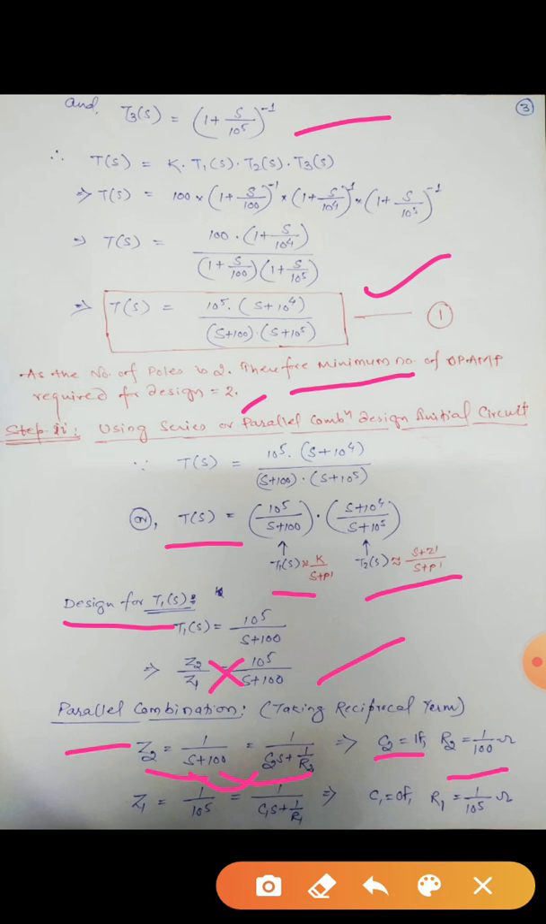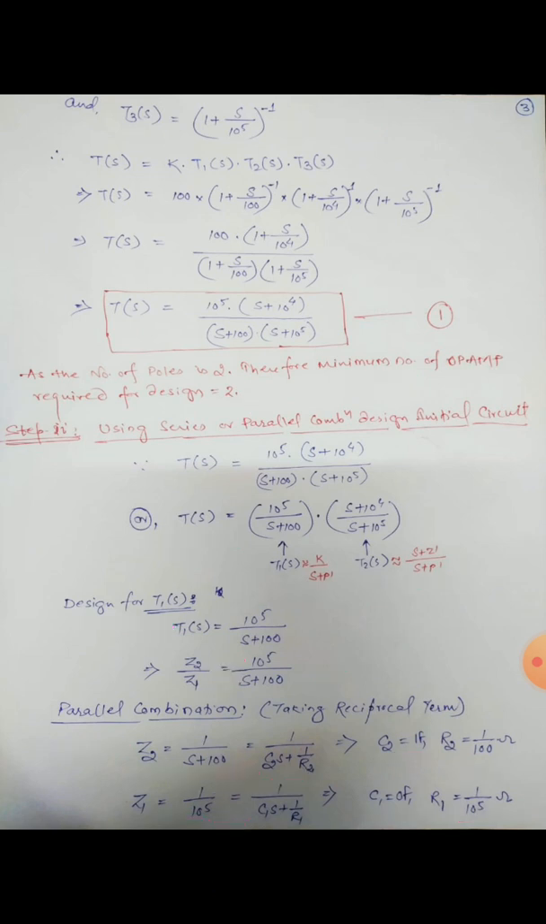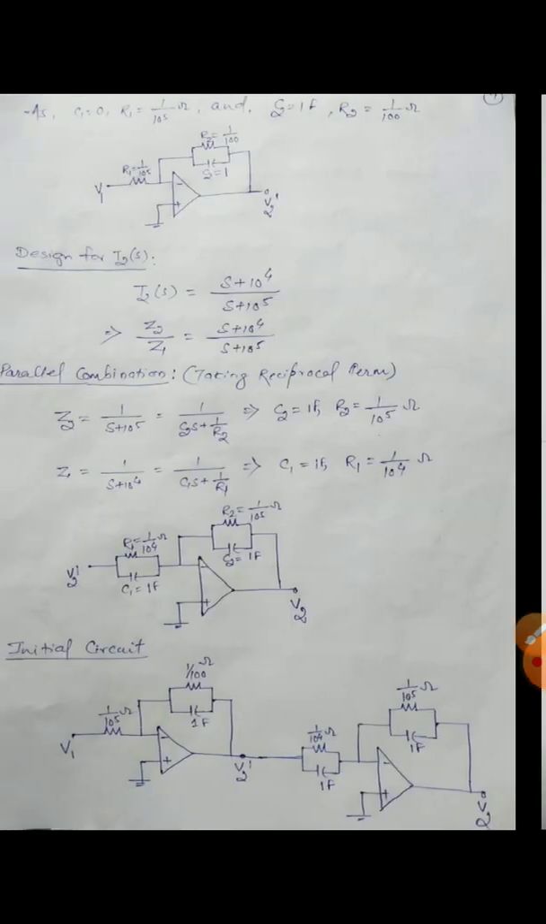In a similar fashion, the value of Z1 is equal to 1 by 10 to the power 5. This is also equated with 1 by C1S plus 1 by R1. When we compare, the calculated value of C1 is equal to 0 and R1 is equal to 1 by 10 to the power 5. So these are the values of R2, C2 and R1, C1 in the case of T1 of S.